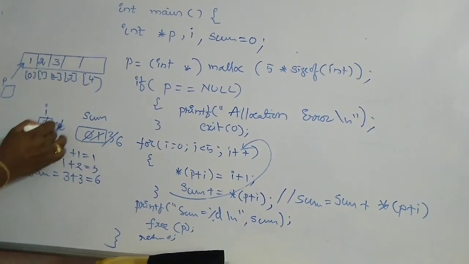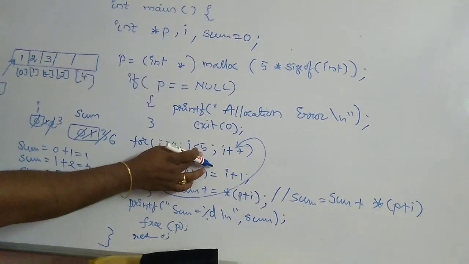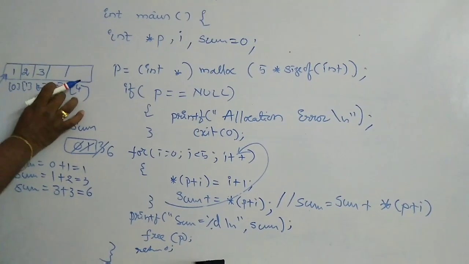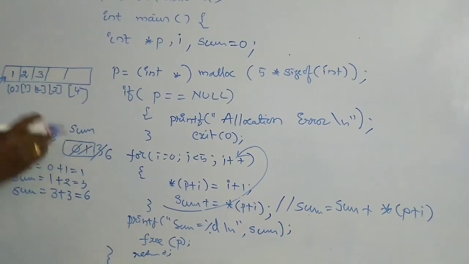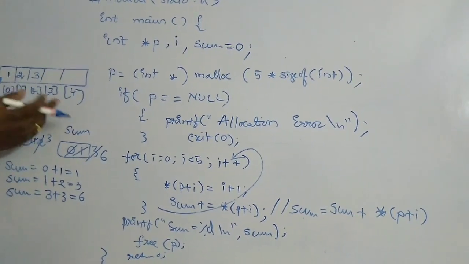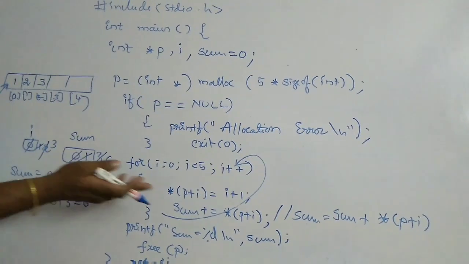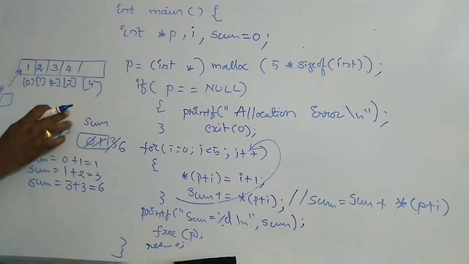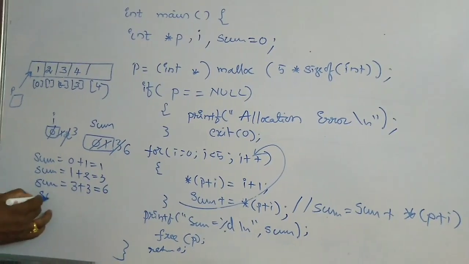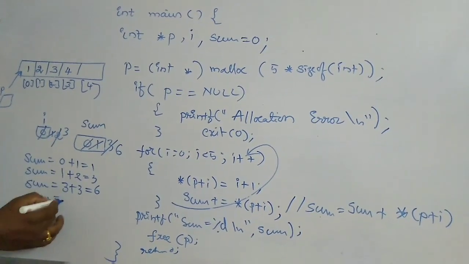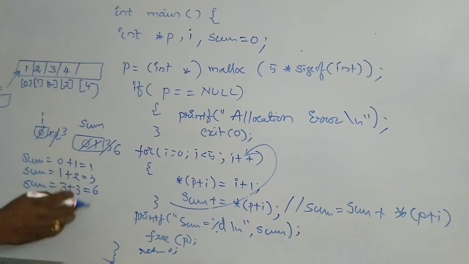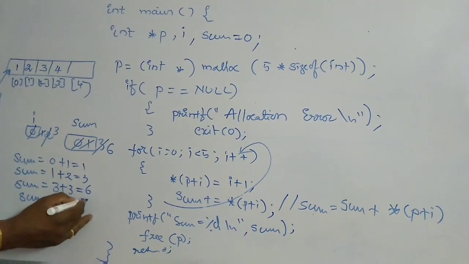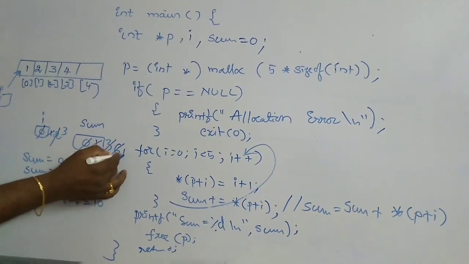Again i is incremented, that is 3. 3 less than 5 is true, and into index 3 we store i + 1. i is 3, plus 1, that is equal to 4. Now the sum is already 6, plus the new value at index 3, which is 4, so it will become 10 now. So sum has become 10 now.